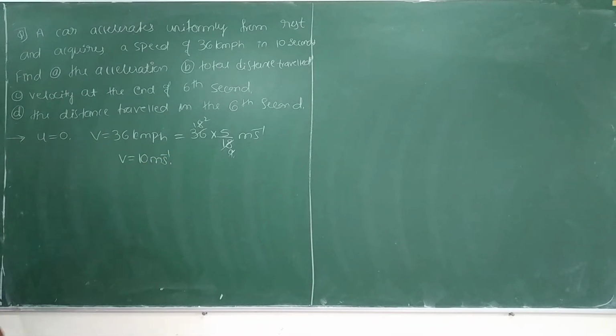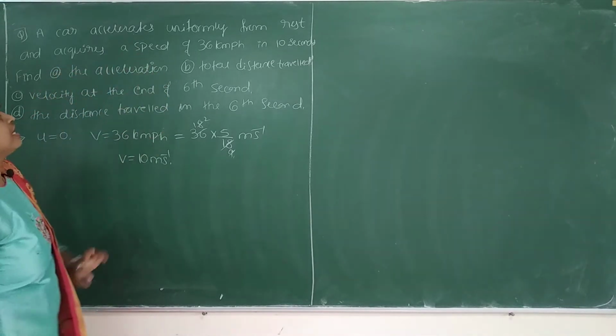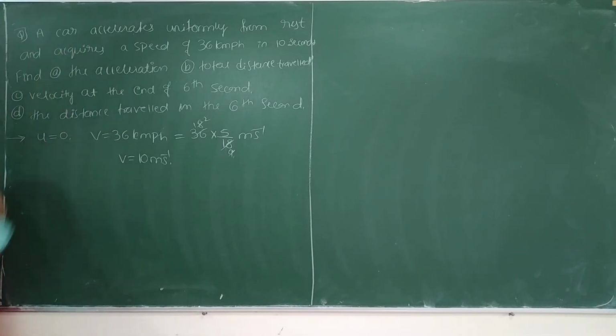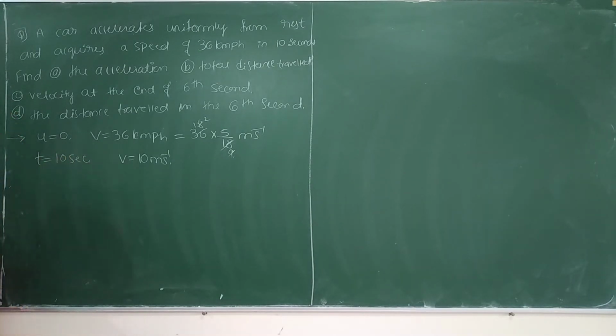So the car is initially at rest and while accelerating, while moving, it acquires a speed of 10 meters per second, and it takes time to move from 0 to 10 meters per second. It will take a time t equal to 10 seconds. These are the given data.